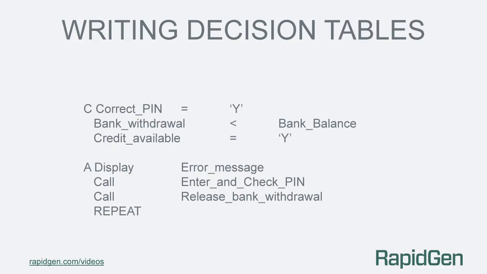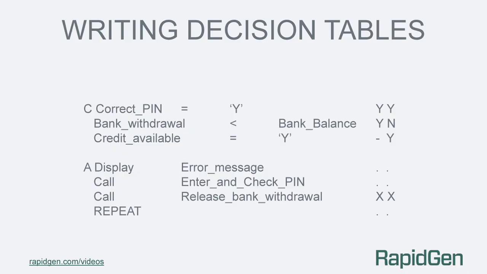The resulting rule is correct PIN, yes. Bank withdrawal is less than bank balance, yes. Then it doesn't matter about having credit available or not, so we have a dash for not relevant. In essence, we are simplifying 2 rules into this one. Dot the actions except the one we want to perform for these conditions, which is to dispense the money. In our example, this is a call to the decision table routine, release bank withdrawal.